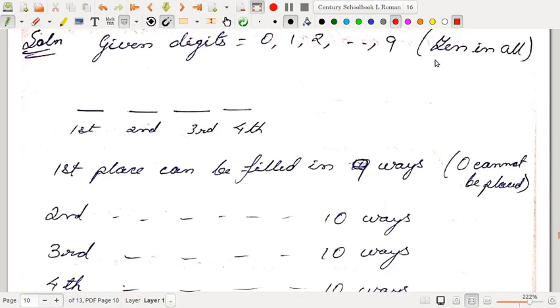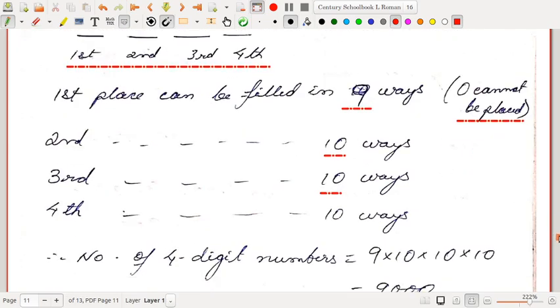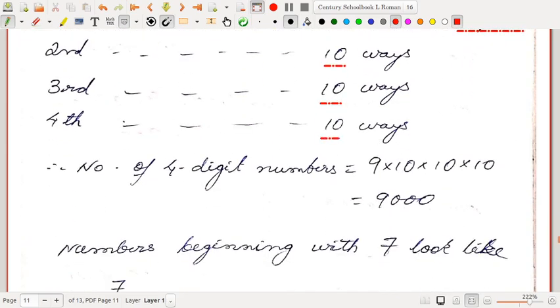So there are 10 digits in all. Forming 4-digit numbers is equivalent to filling up these places. First place can be filled up in 9 ways because 0 cannot be placed in the first place. Second place can be filled up in 10 ways. Third place can be filled up in 10 ways. Fourth place can be filled up in 10 ways. So by multiplication rule, the total number of 4-digit numbers is 9000, that is 9 into 10 into 10 into 10.